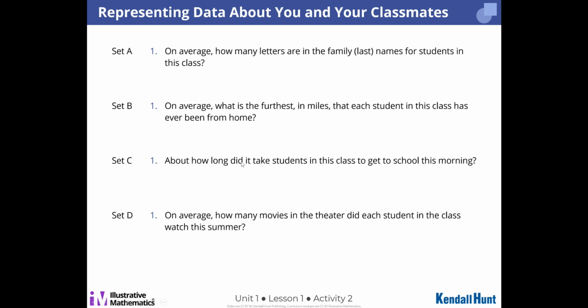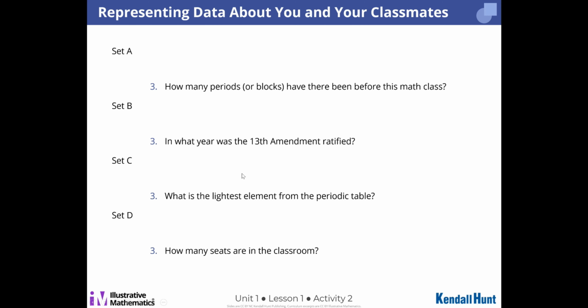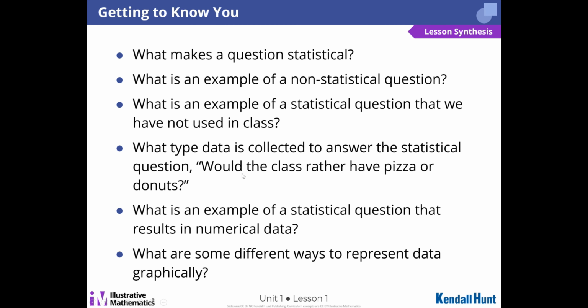And here's all the questions. Question 1 is from sets A, B, C, and D. Questions 2, 3, and 4 is your own question, of course. And things to synthesize. What makes a question statistical? To make a question statistical, you have to be collecting some type of data.